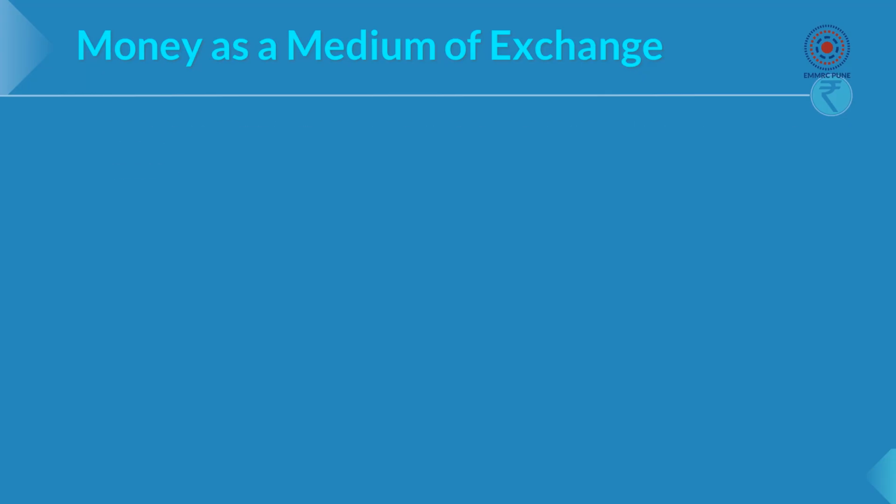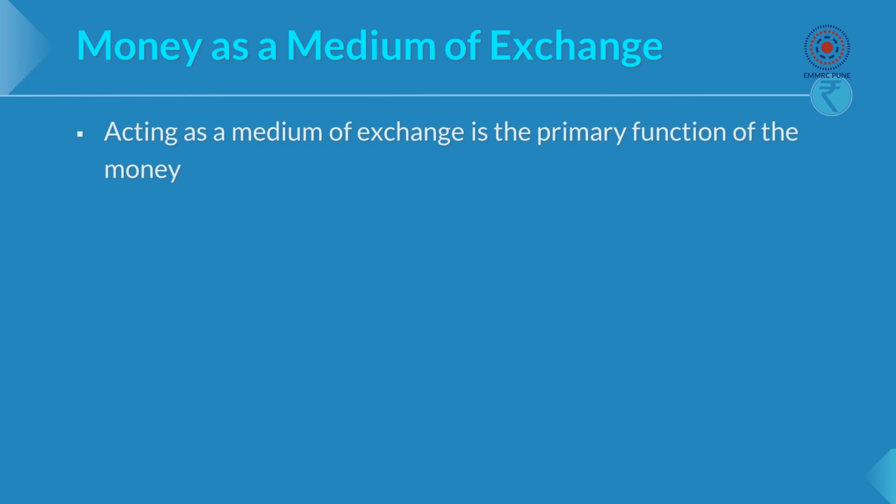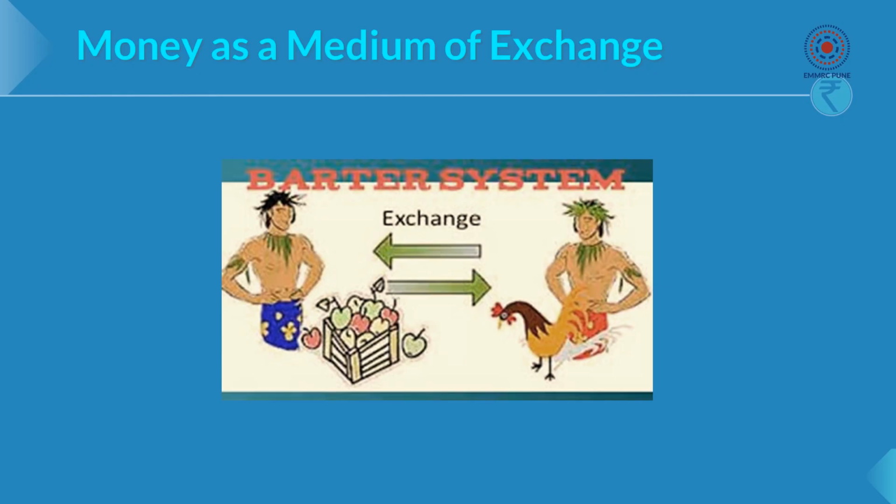Let us discuss the first function of money as a medium of exchange. Acting as a medium of exchange is the primary function of money. This function differentiates money from the other near money or non-money assets, which is helpful in identifying money as money. It goes without saying that to be a successful medium of exchange, money must be generally accepted as such by people in all transactions. You must have heard of the old method of barter system, where people exchange services and goods for other services and goods in return.